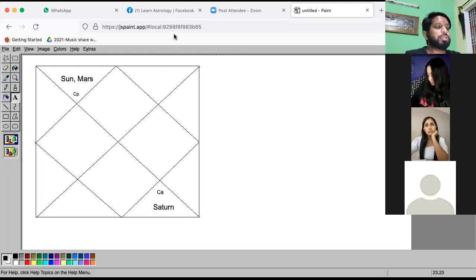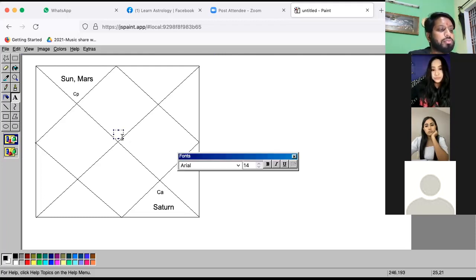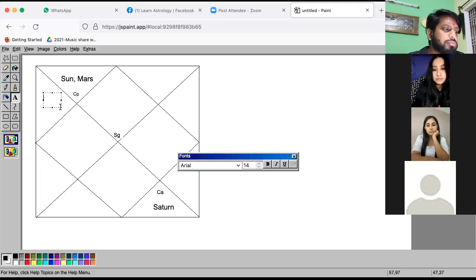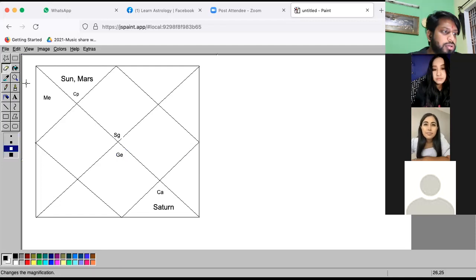Just suppose this is a Sagittarius ascendant. Sorry, I sometimes get very flowy. So this is a Sagittarius ascendant, and just suppose that it's a horary chart. Mercury is there. So who will be the seventh lord? Mercury. For a Sagittarius ascendant, Mercury will be your seventh lord, correct?